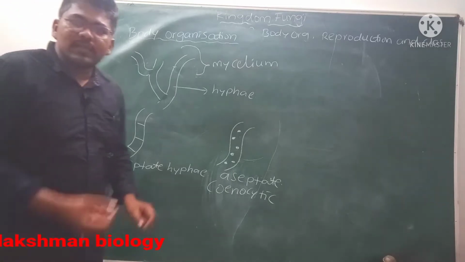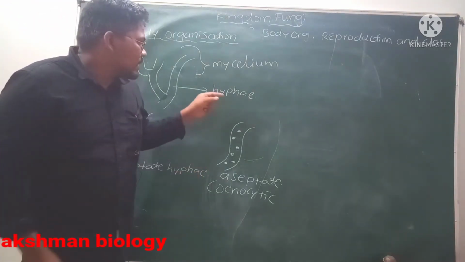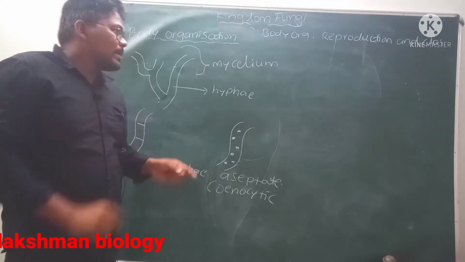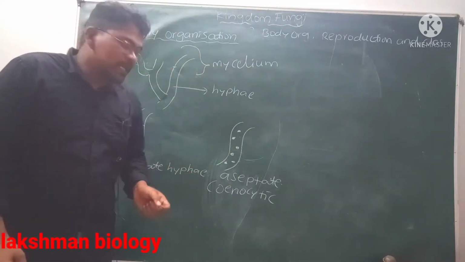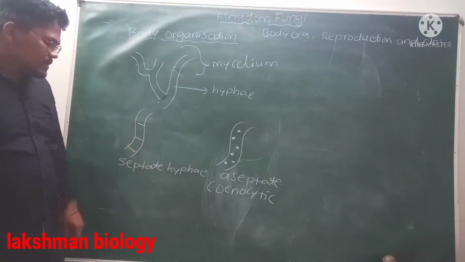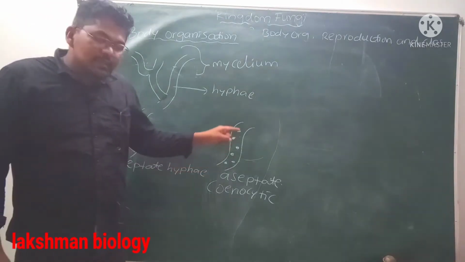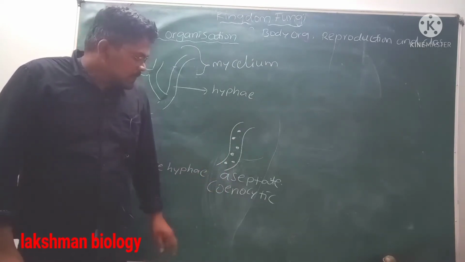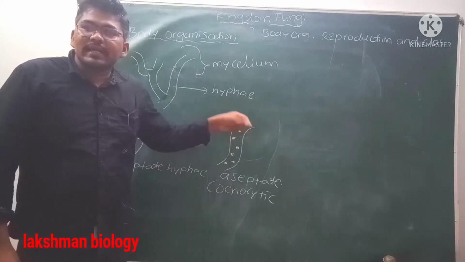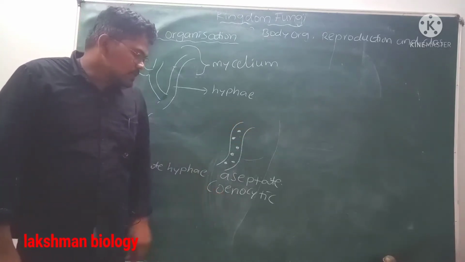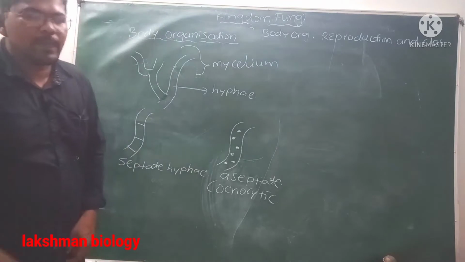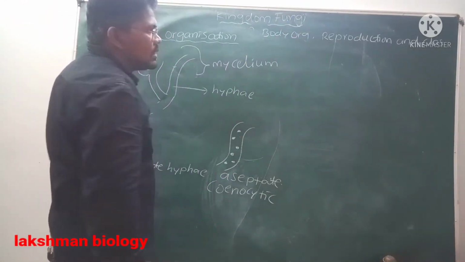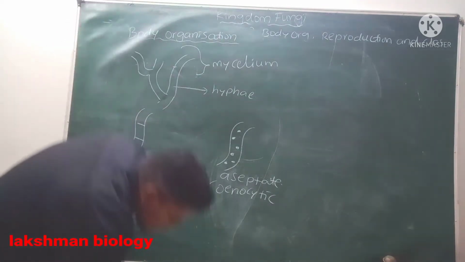Once again, each filament of fungi is called hyphae. The network of hyphae is called mycelium. When hyphae contain cross walls, that is called septate hyphae. When hyphae do not contain cross walls, that is called aseptate hyphae. When aseptate hyphae contain a lot of nuclei, that is called cenocytic hyphae. Then after the completion of body organization, we have to discuss the reproduction of fungi.